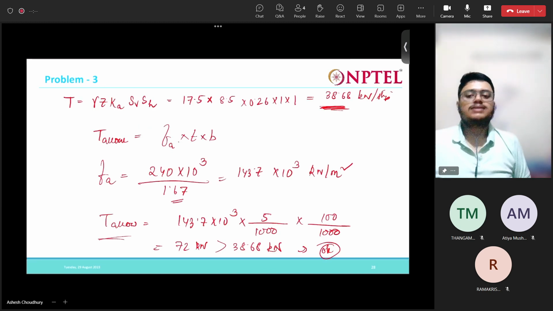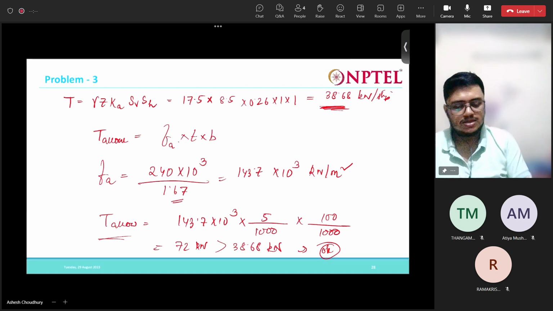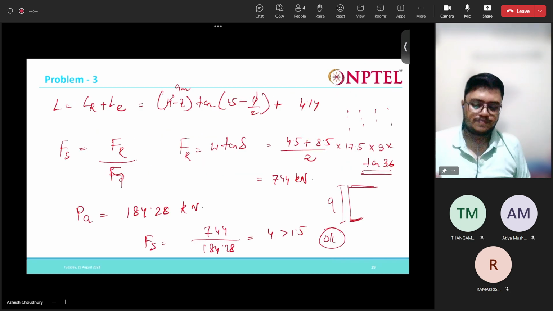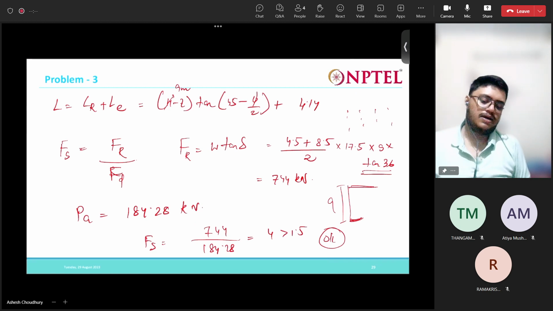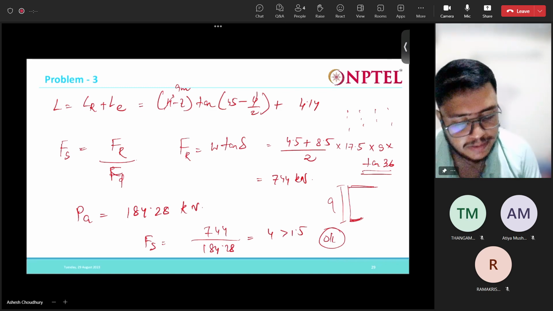Then we determined the tensile strength of the reinforcement, the allowable strength of the reinforcement, and we checked whether the maximum load coming on each reinforcement is less than that or not. In the end we determine the length of the reinforcements, and then we determine the factor of safety in overturning and sliding. The factor of safety for bearing you do by yourself.